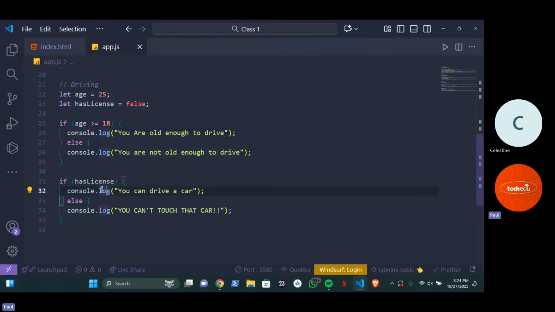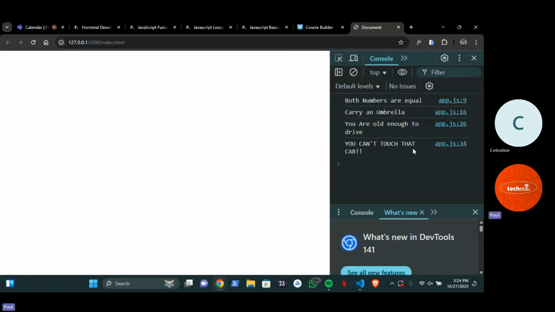Now, in this place, what do we have? If you now have a license, you can drive a car. But if you don't have a license, you can't touch a car. Now, what is it going to print out? You can't touch a car. Why? Because you don't have a license. It's false. If you check here, let's check it out. You can't touch that car.